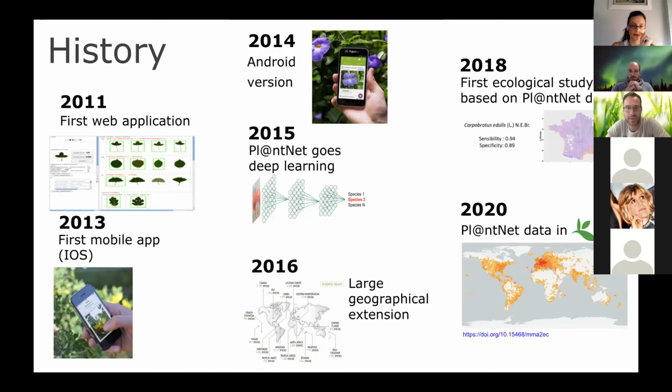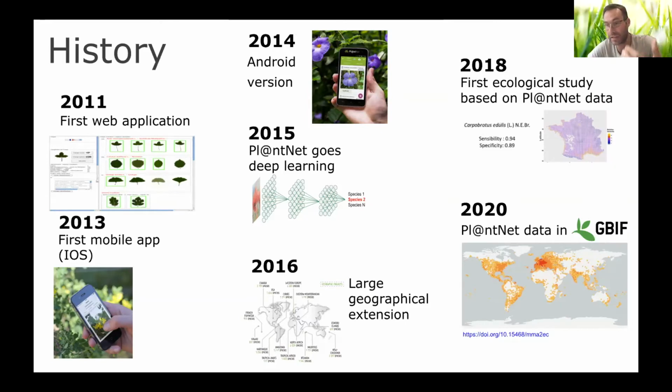In 2014, we had a first Android version on the mobile phone. And then in 2015, we integrated these deep learning technologies, these new technologies that really allowed an improvement in performance. Starting from 2016, we really enlarged the geographical extent of the application. And now PlantNet is becoming a real scientific observatory, with some scientific studies conducted on the produced data, and also the data shared to this international platform that Pierre told about.